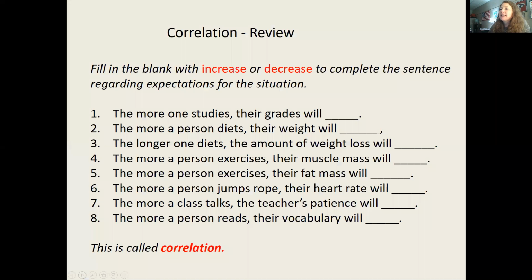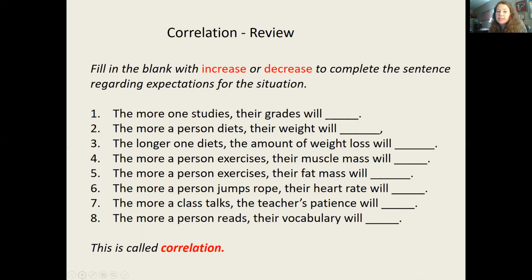All right, so let's look at these. What do you guys think? Let's look at number one. We're going to fill in the words increase or decrease. As the number of hours you study goes up, your grade will probably increase, so there is a positive correlation. As the time spent dieting increases, their weight will probably decrease. So that is a negative correlation.